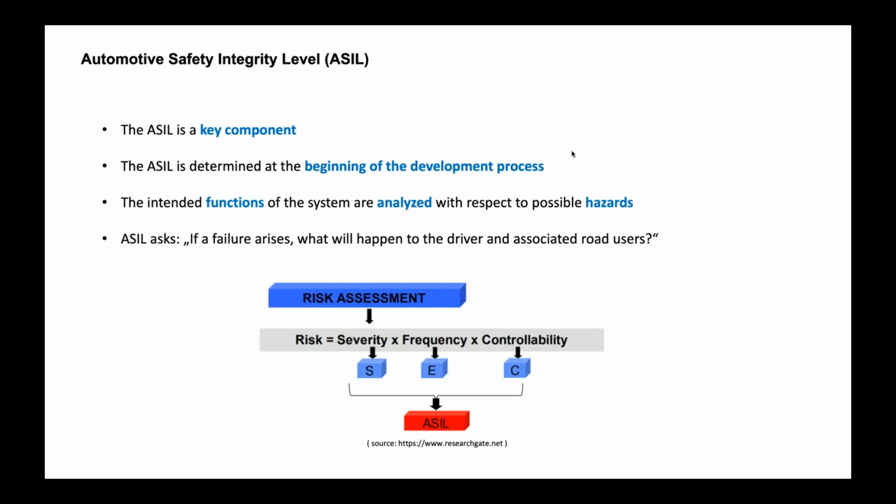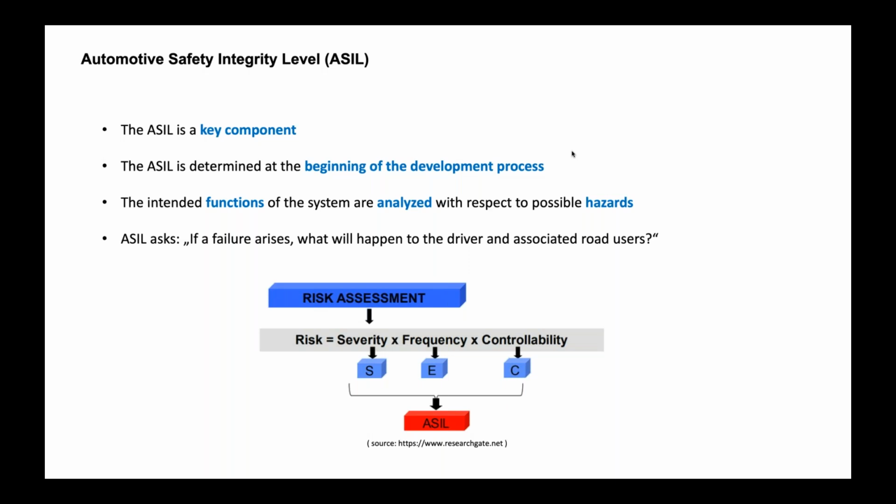If we look at ASIL, which is a key component of the process, then we can find out that it is calculated from a quite simple formula. The ASIL is determined by severity, frequency, and controllability. If we enter all of these factors, then we can determine which ASIL applies to this particular function.